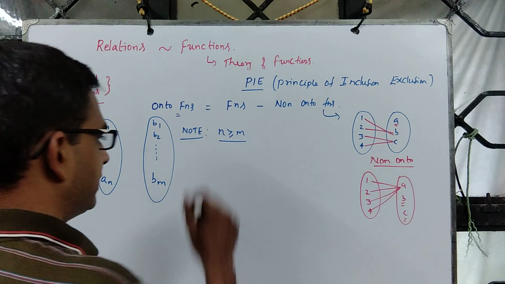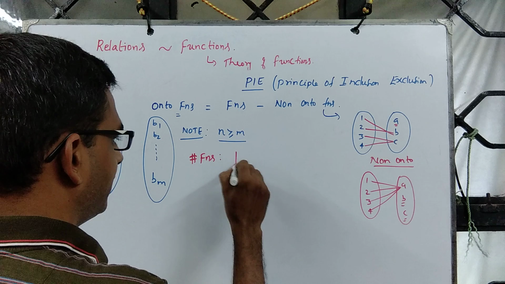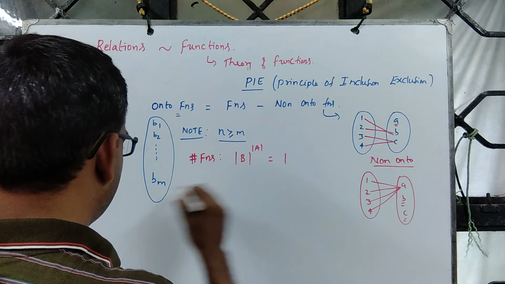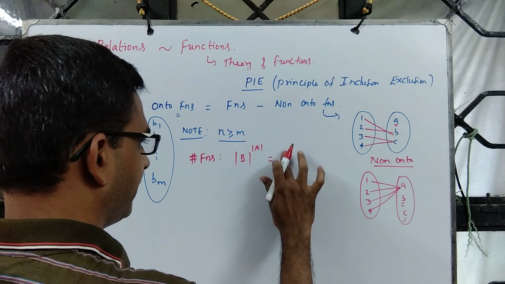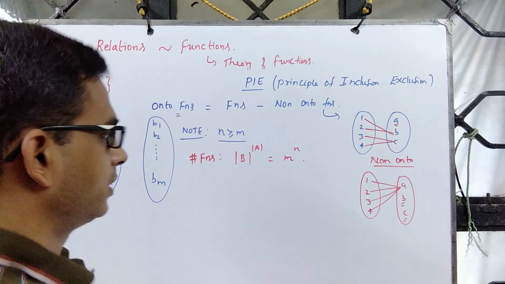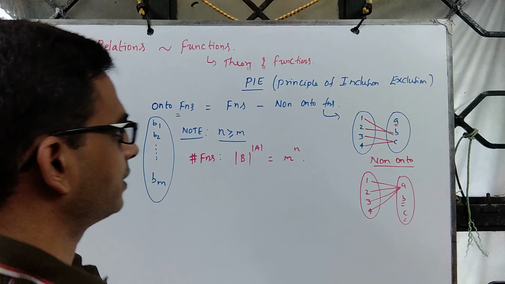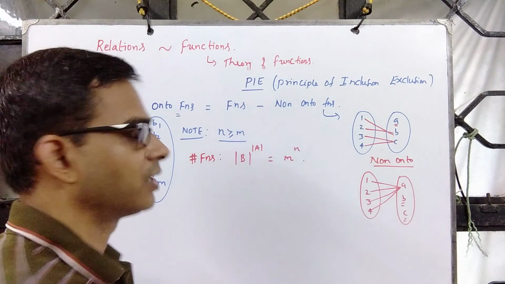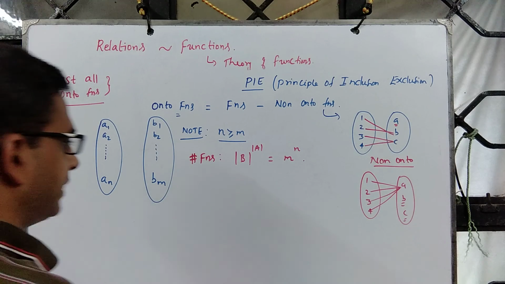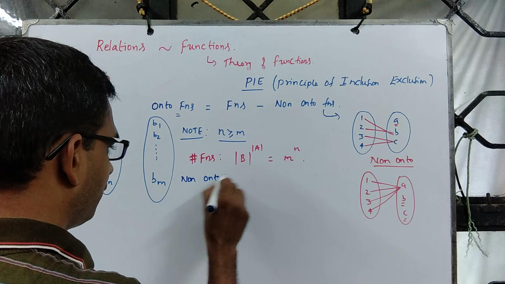So how many functions are there? The number of functions is the cardinality of B to the power of the cardinality of A, which means the cardinality of B is m, and to the power n. So there are this many functions. From this we want to subtract non-onto functions. So let's count non-onto functions.